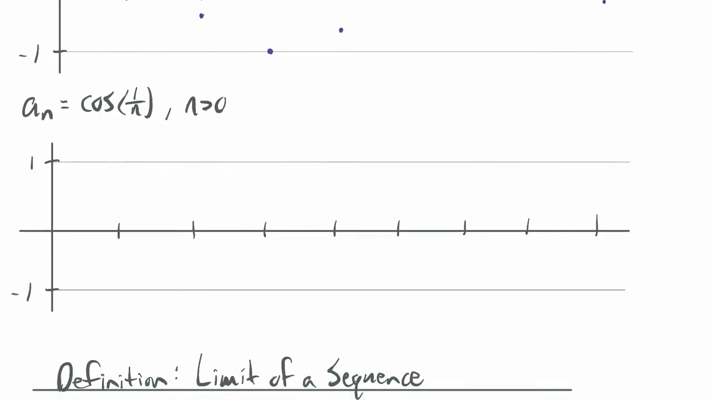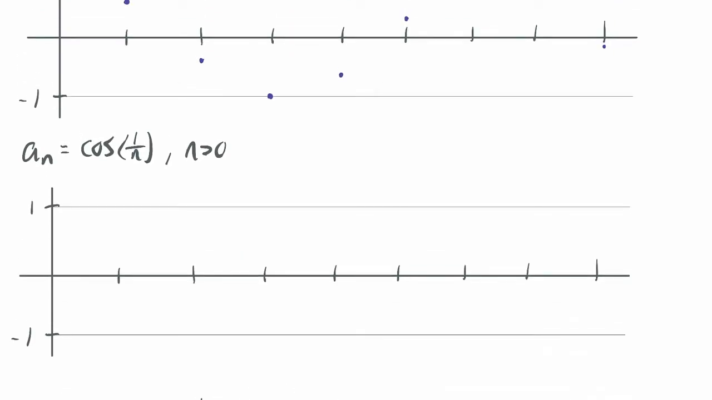How about this one? A sub n of cosine of 1 over n. And of course, n can't be 0 in this case because you can't divide by 0. So if n is 1, then I'm finding cosine of 1, right? So about 0.54, about there. If n is 2, then I have cosine of 1 half, so about 0.88. Right about there. Then cosine of 1/3, 0.94. Right about there, I guess.